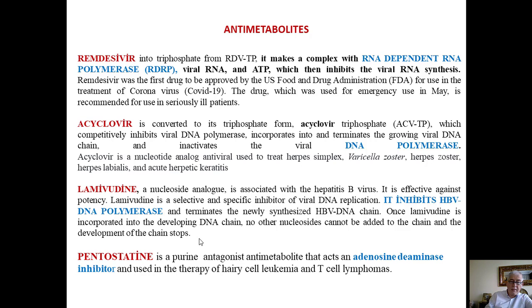Pentostatin is a purine antagonist antimetabolite that acts as an adenosine deaminase inhibitor and is used in therapy of hairy cell leukemia. After this information, I would like to complete my lecture on purine and pyrimidine metabolism.